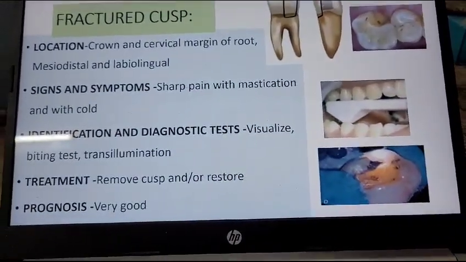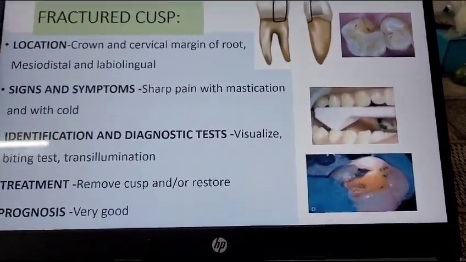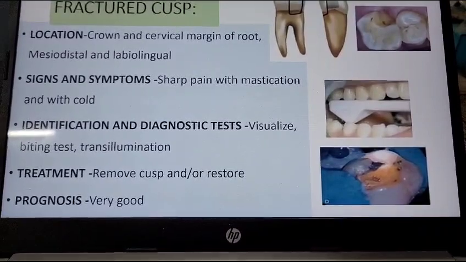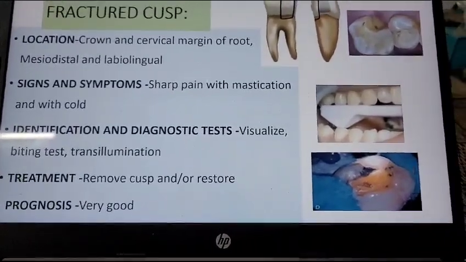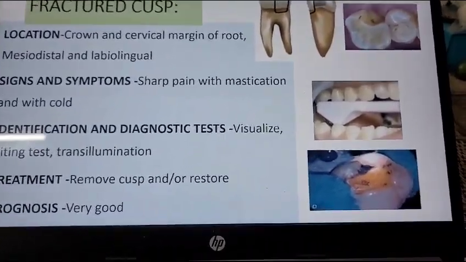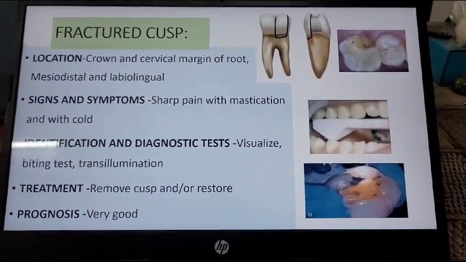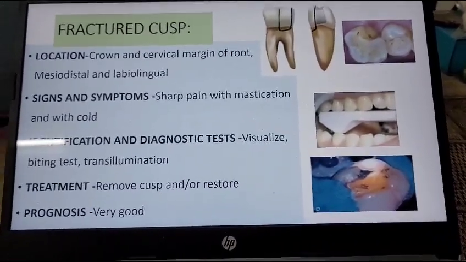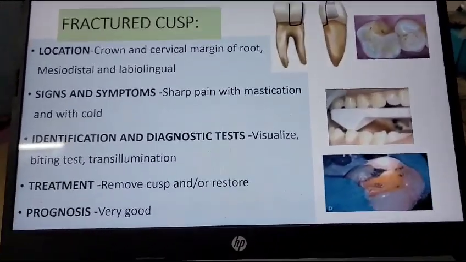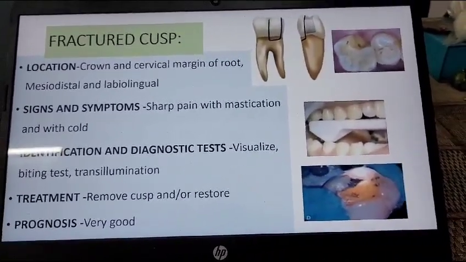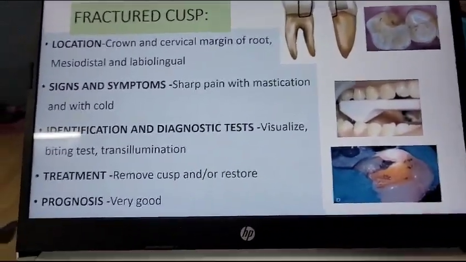The next one is the fractured cusp. In this kind of longitudinal tooth fracture, the location is generally on the crown or the cervical margin of the root, either mesiodistal or labiolingual. The signs and symptoms are sharp pain with mastication and with cold. Identification is by visualization, bite test, or transillumination, among others. The treatment is generally to remove the entire cusp and restore the tooth, and the prognosis is generally very good in these cases.